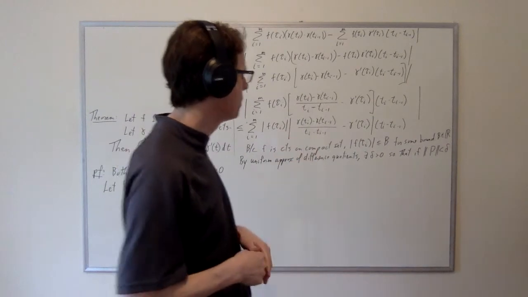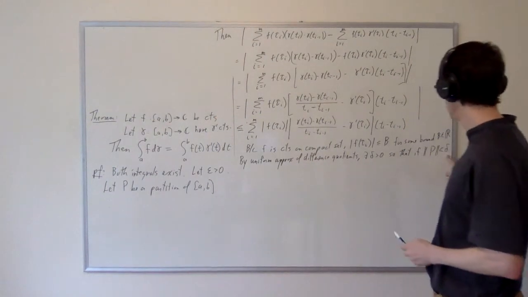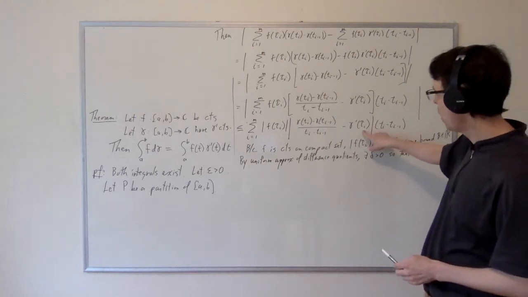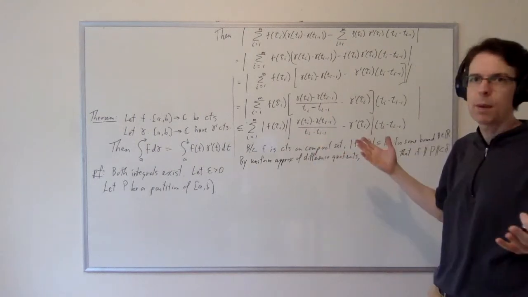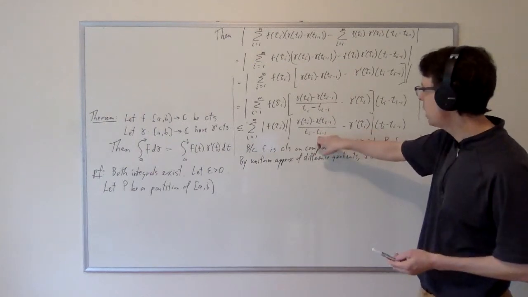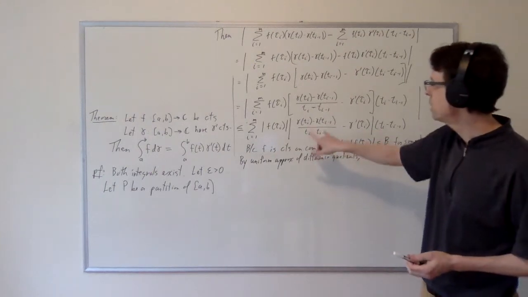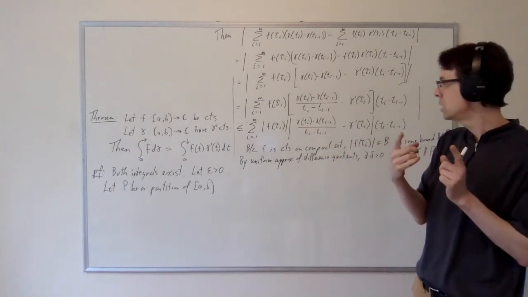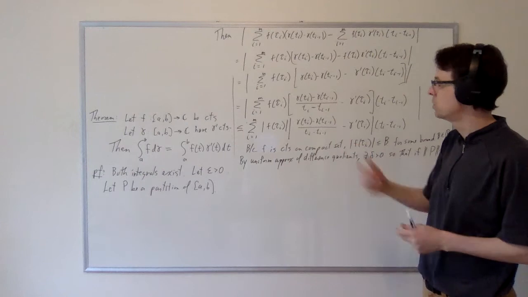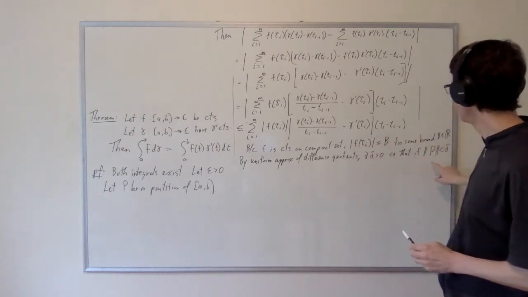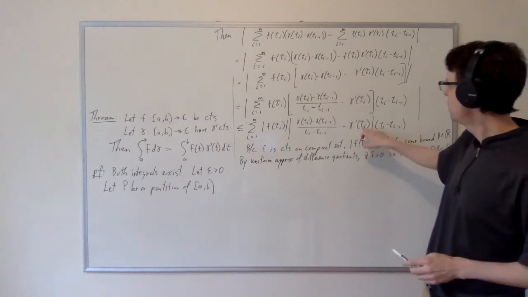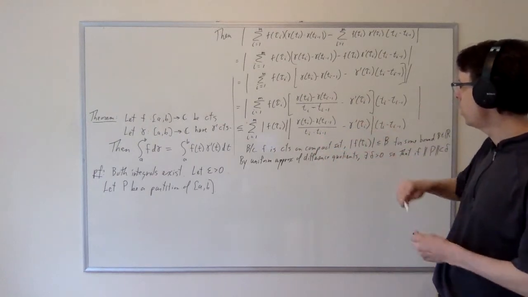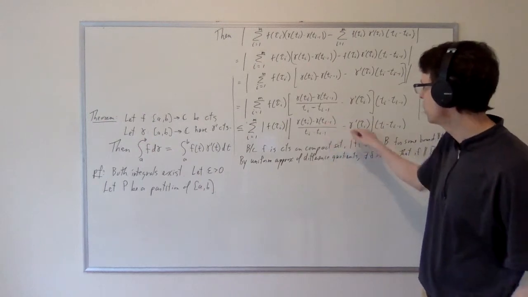So all of that will be true if the partition has norm less than delta, because if so, then the maximum difference between tau i and t_i can't be farther than delta, and tau i and t_{i-1} also can't be farther than delta, because the distance between those two real numbers is less than delta, and tau i is between them. So so long as the partition norm is less than delta, then tau i, t_i, and t_{i-1} will all be sufficiently close to control this.